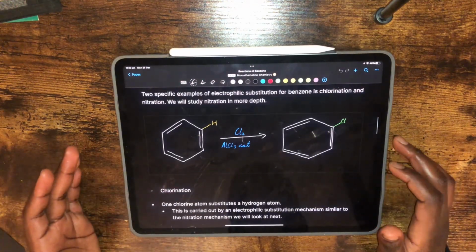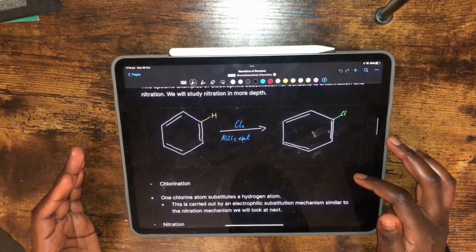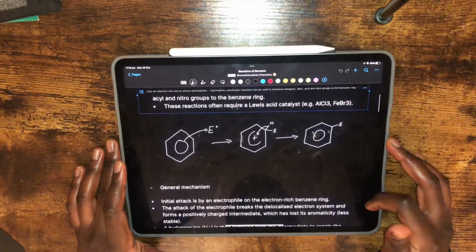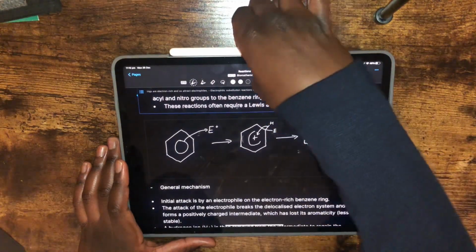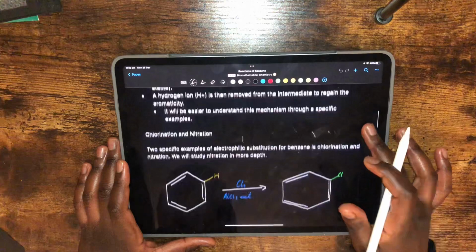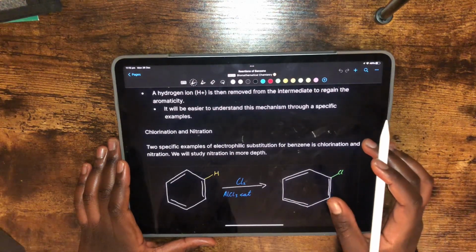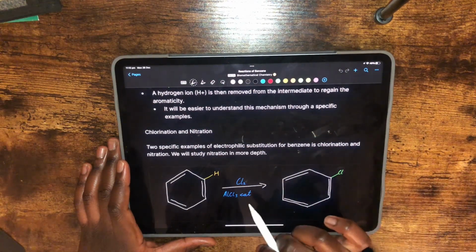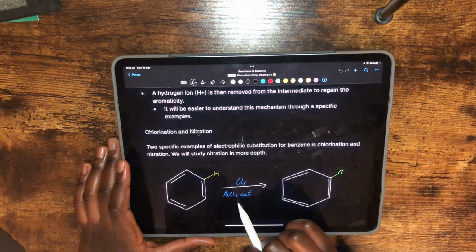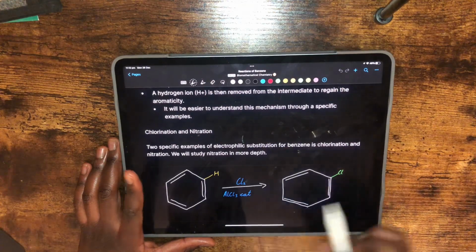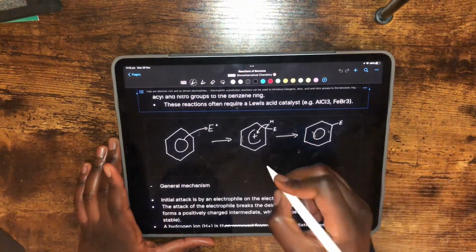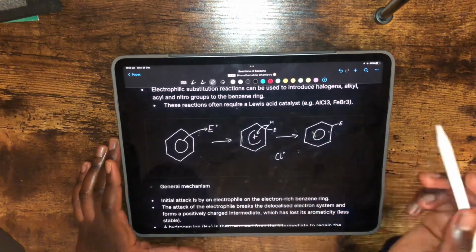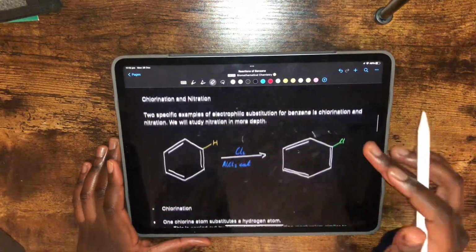So chlorination, right? One chlorine atom substitutes a hydrogen atom. This is carried out by an electrophilic substitution mechanism, similar to the nitration mechanism. You have the AlCl3 catalyst, the same catalyst you use in Friedel-Crafts, but ideally the mechanism in itself, you get a Cl+ here, and then that'll be the electrophile here. It's pretty much similar to that, so I'm not going to really go over that.